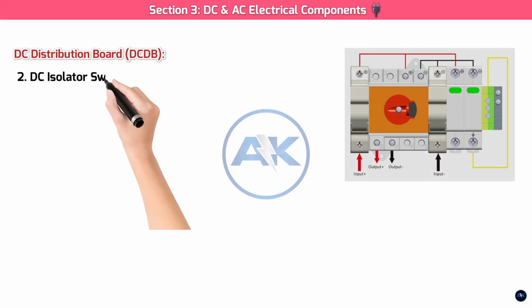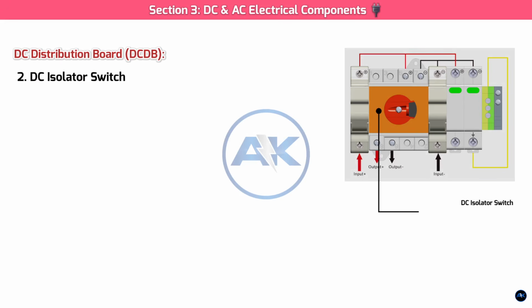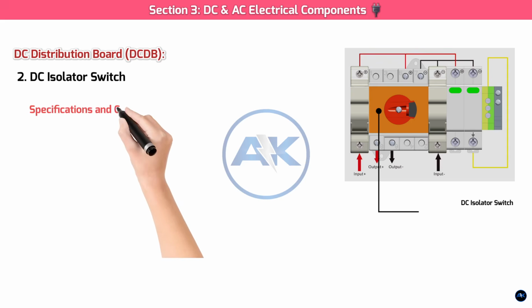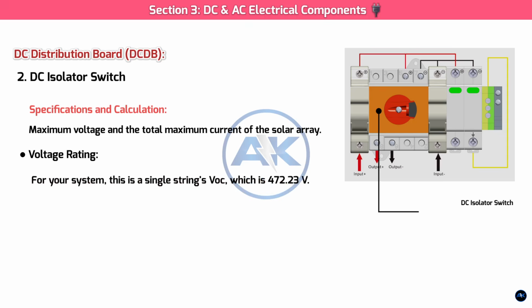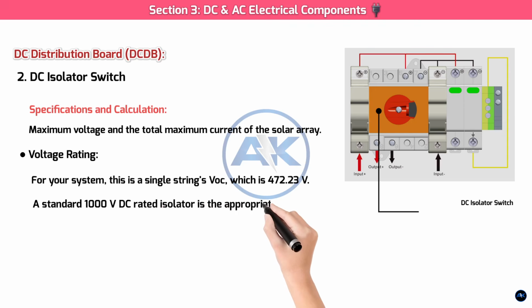2. DC isolator switch. Function: the DC isolator is a manual switch used to safely disconnect the solar panel's DC power from the inverter. This is essential for maintenance, troubleshooting, and emergencies. Specifications and calculation: the isolator must be rated to handle both the maximum voltage and the total maximum current of the solar array. Voltage rating: the isolator's voltage rating must be greater than the maximum VOC of the entire array. For your system, this is a single string's VOC, which is 472.23 volts. A standard 1000 volts DC rated isolator is the appropriate and widely available choice.